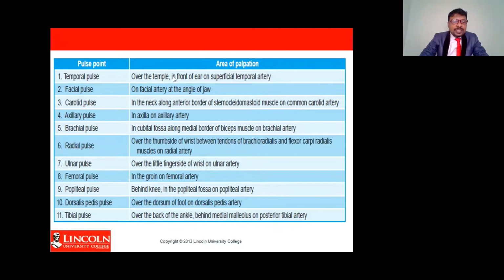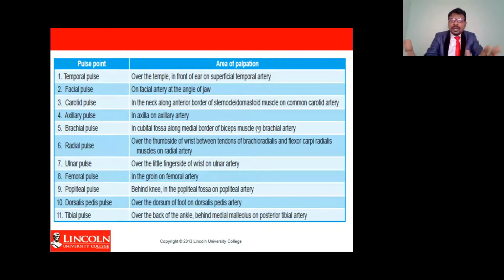And the next one is the brachial pulse. In the cubital fossa, at the medial border of the biceps muscle, is the brachial artery. So here you can feel it on the medial side. Sorry, the brachial pulse, not brachial plexus. We check the brachial pulse in the cubital region, in the elbow region, on the medial side. So here we can find the brachial pulse.